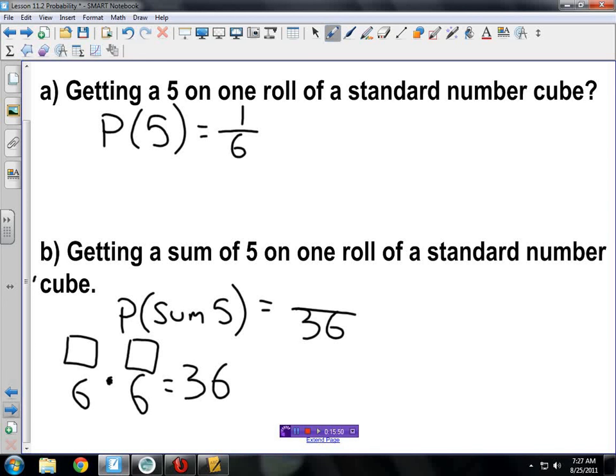On the top is going to be the sum of 5. So let's come up with all the pairs of numbers that could add up to 5. Well, there's 1, 4, 2, 3, 3, 2, 4, 1. So if that's all of them, that means we have 4 different possibilities, which I can put on top. So that's my event outcomes. I'll reduce to 1/9.